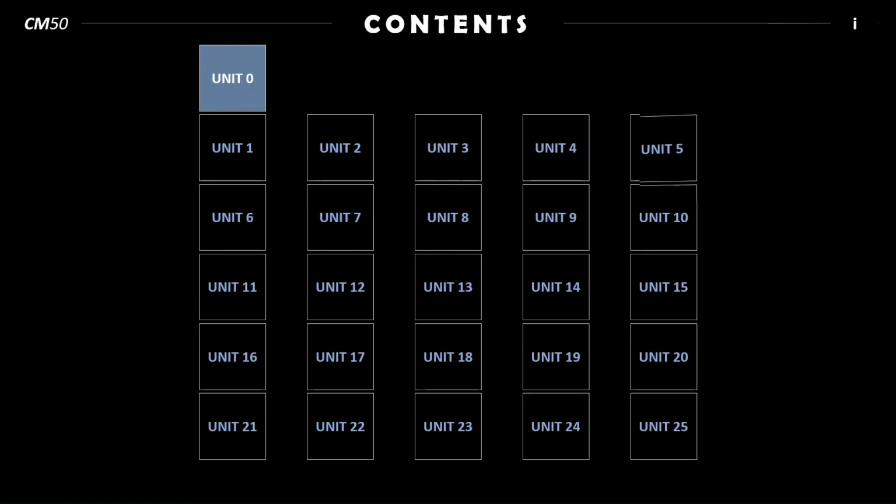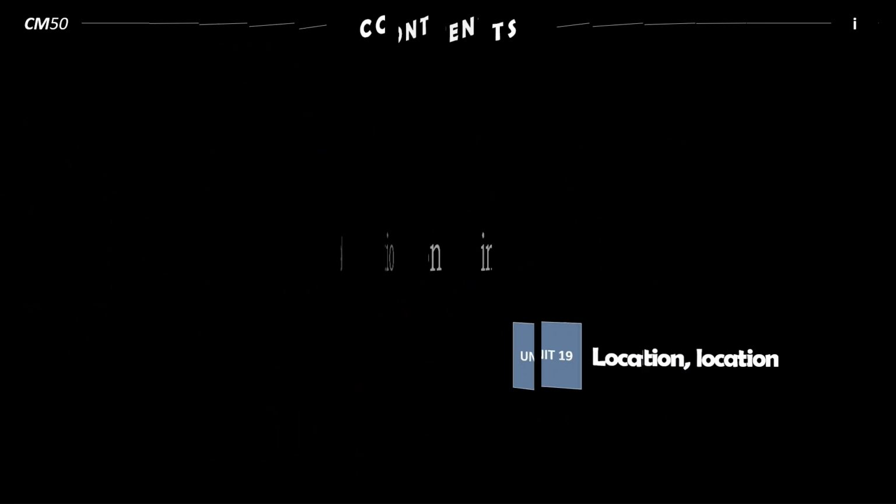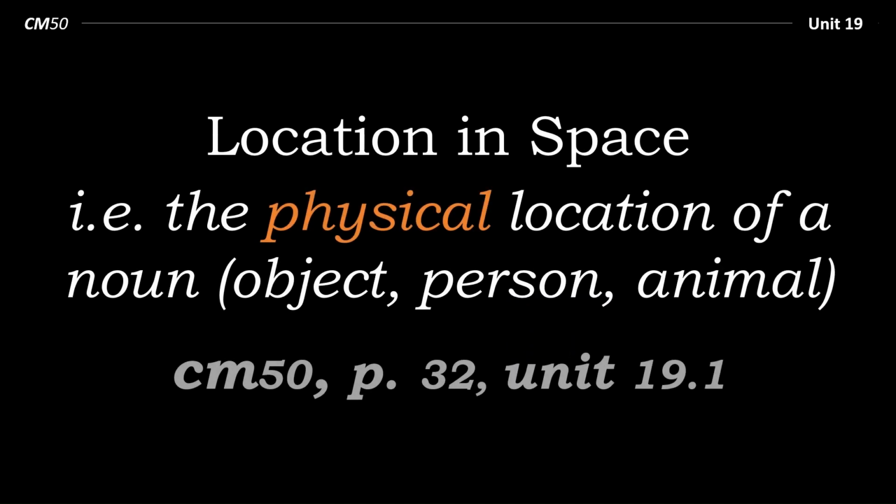In this video, we'll be expanding on Unit 19 of CM50, which covers location. And the first one of those refers to location in space. In other words, the physical location of a noun, i.e. an object, person, or animal. So where is the noun located physically?